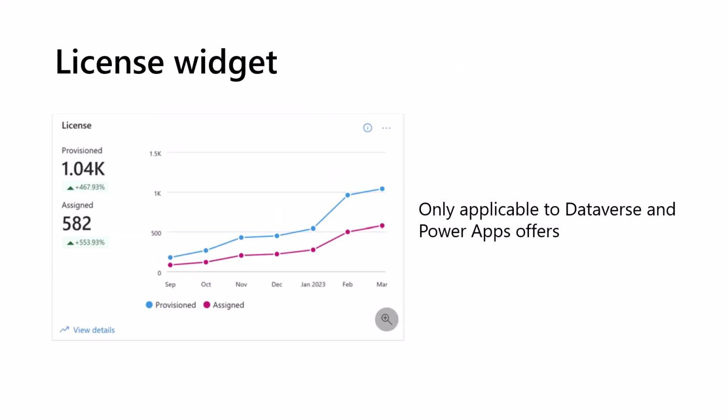Notice this widget is only applicable to Dataverse and Power App offers. This widget shows the total and monthly trend of provisioned and assigned licenses of your offers listed in Marketplace storefronts. Now, we cover the last widget in our demo.